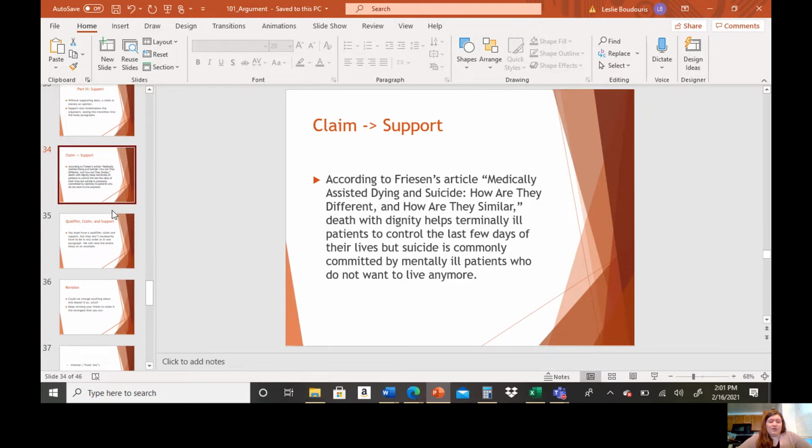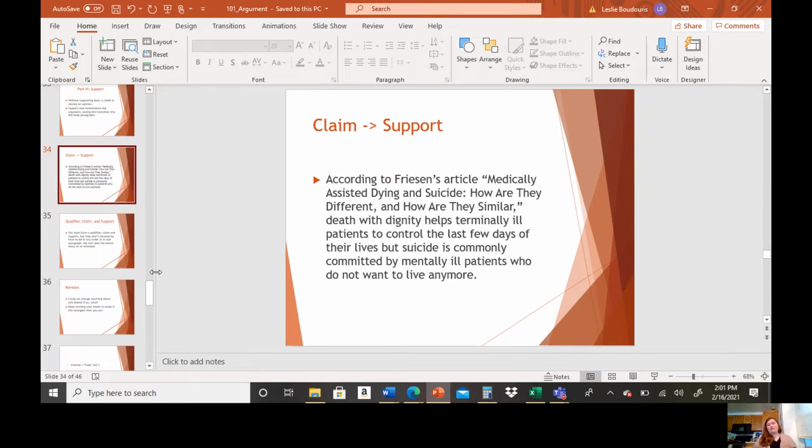Death with dignity helps terminally ill patients to control the last few days of their lives, but suicide is commonly committed by mentally ill patients who do not want to live anymore. So she's analyzing how these terms are different, but she's also providing support to show that they are different and how they're different. And so this is a scholar, an actual published article that's credible and that's saying that. And so that's a really good example of support. It's not just her saying this, here's somebody else as well. And so you want to have all three somewhere.